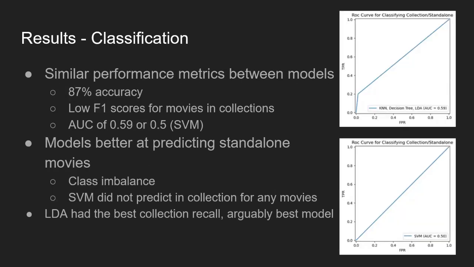For classification, all four models had similar performance, with 87% accuracy and a low F1 score for movies and collections. AUC was poor, with 0.59 for most models and 0.5 for SVM, as seen in the plots to the right. Models were much better at predicting standalone movies, likely due to class imbalance. SVM did not predict a single movie as being in a collection, the worst model by far. LDA had the best recall for collection, making it arguably the best model.